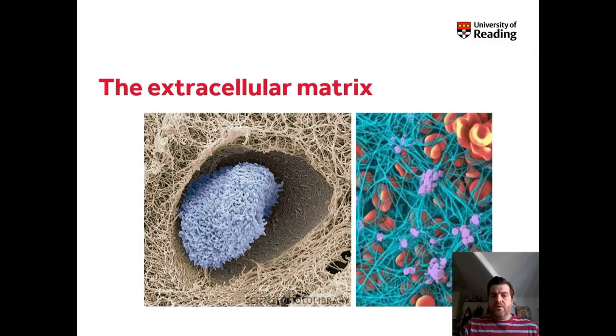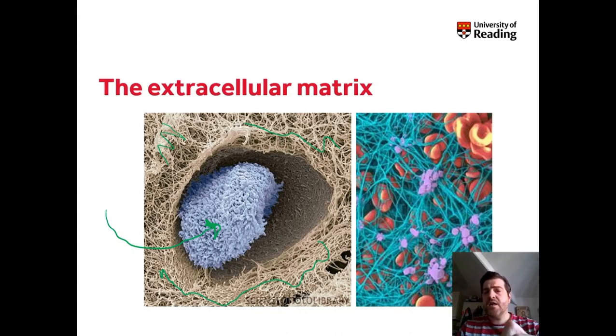So here you can imagine we have a cell, and this is the surrounding extracellular matrix. So you can see that that cell is effectively cocooned within a scaffold of extracellular matrix. And that extracellular matrix is both protecting it, but also affecting its function.